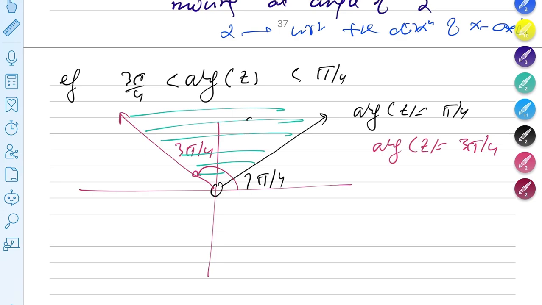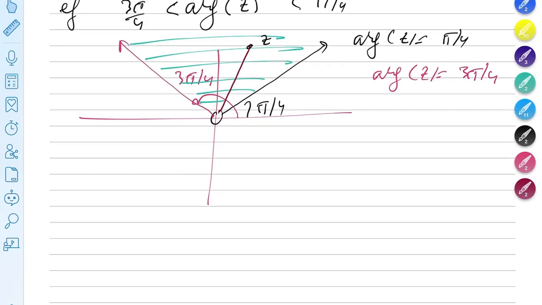Let's say the point is here, let's say this is z. We can clearly see that the argument of z in this case is greater than pi by 4 but less than 3 pi by 4. So they represent all the values lying between the ray along pi by 4 and the ray along 3 pi by 4. Okay, so this is what they represent. Let's solve one problem.